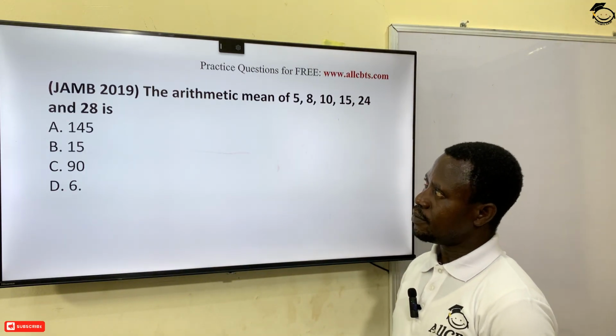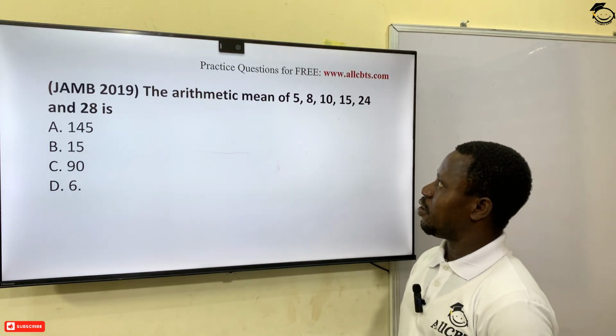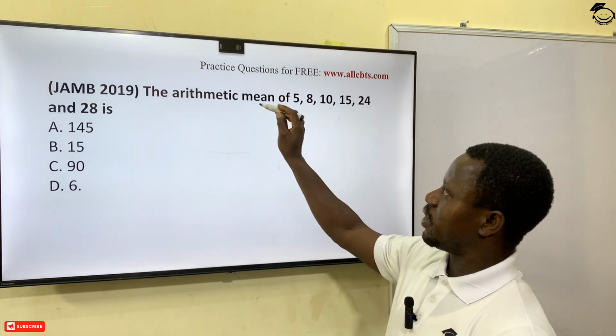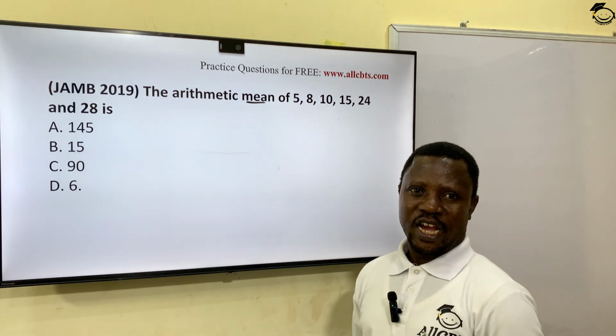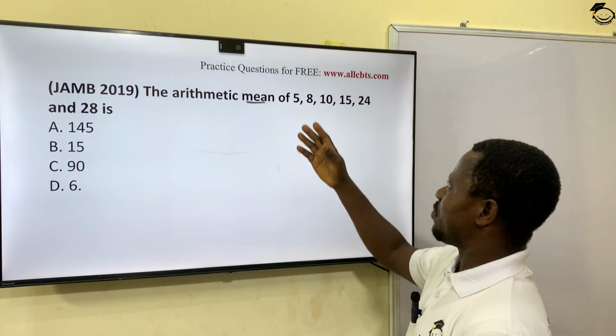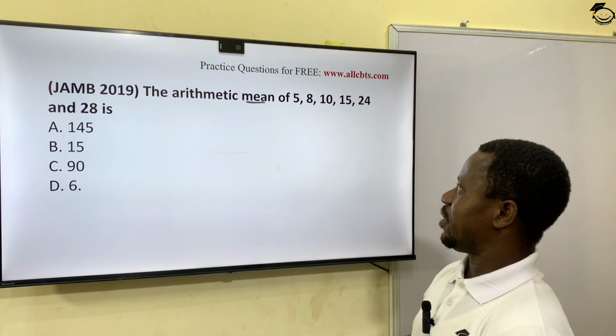The arithmetic mean of this data is... now, what do you mean by arithmetic mean? The mean is talking about the average. The average is the mean. So for you to get the arithmetic mean, which means the average, you have to add this data together as this.